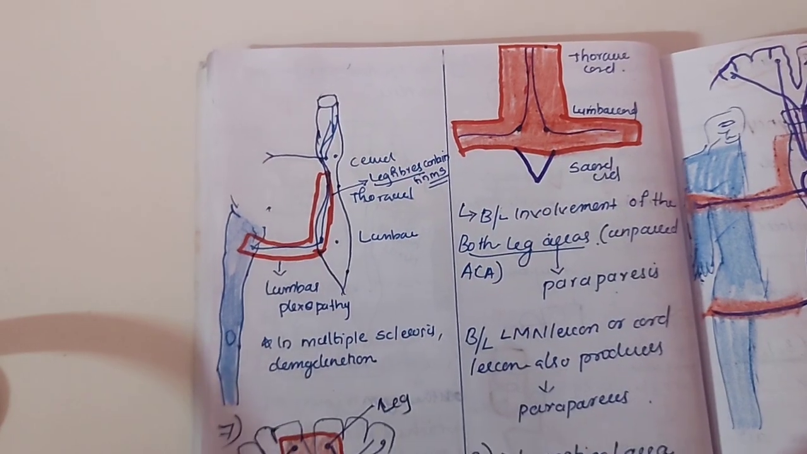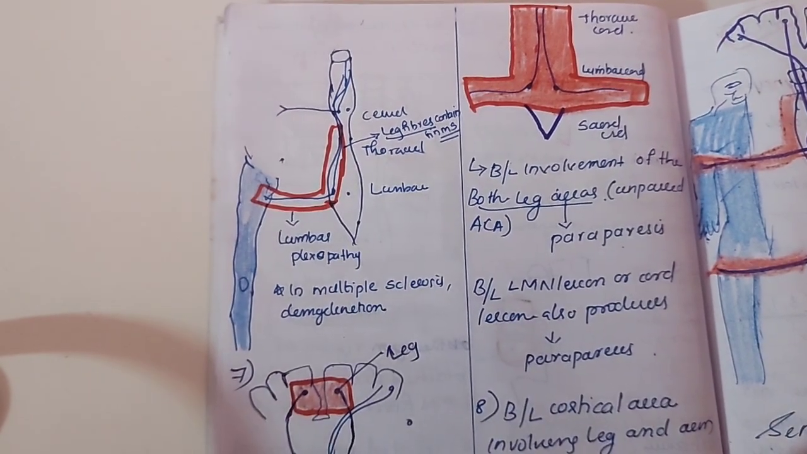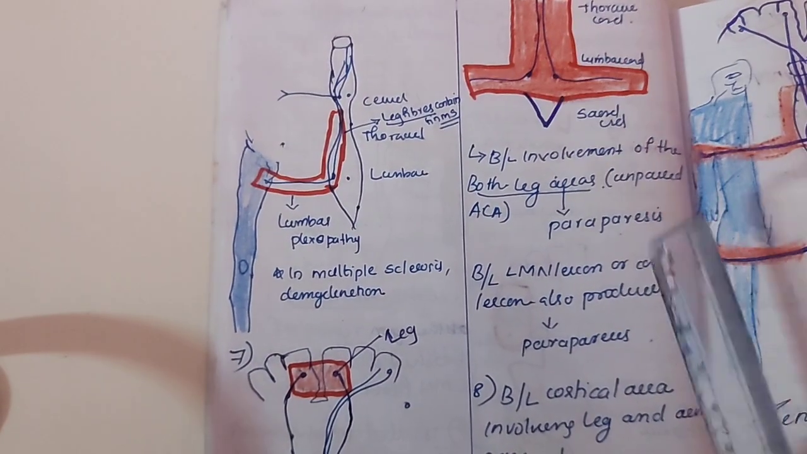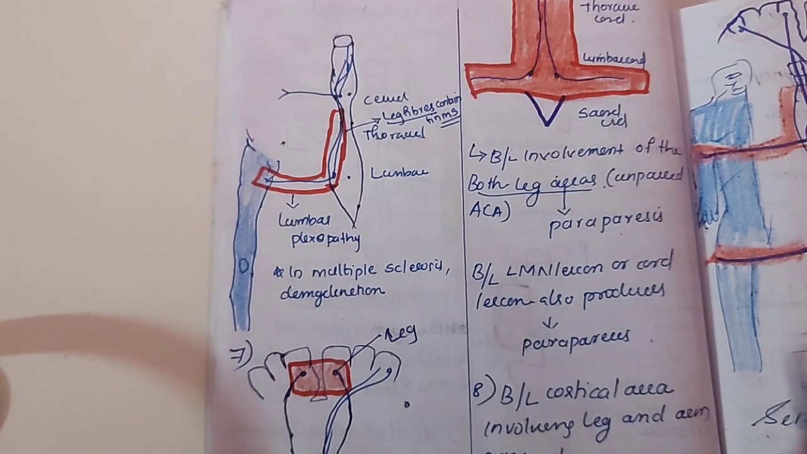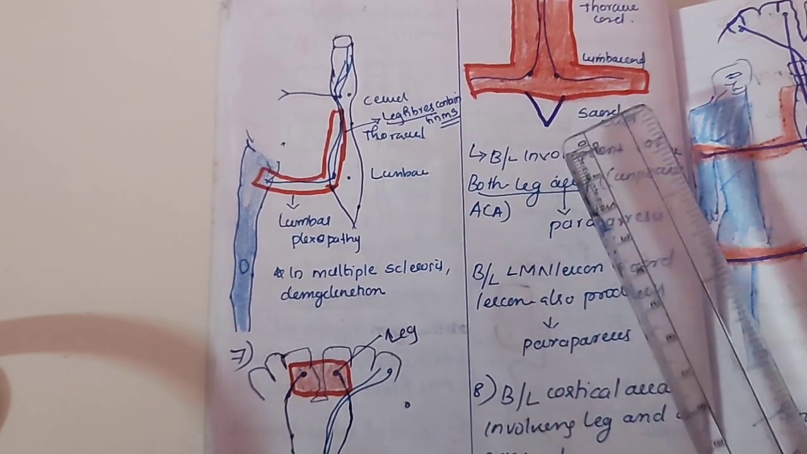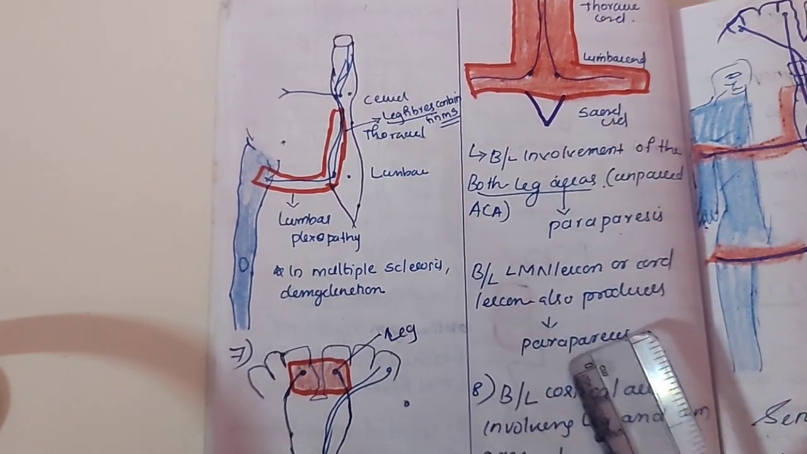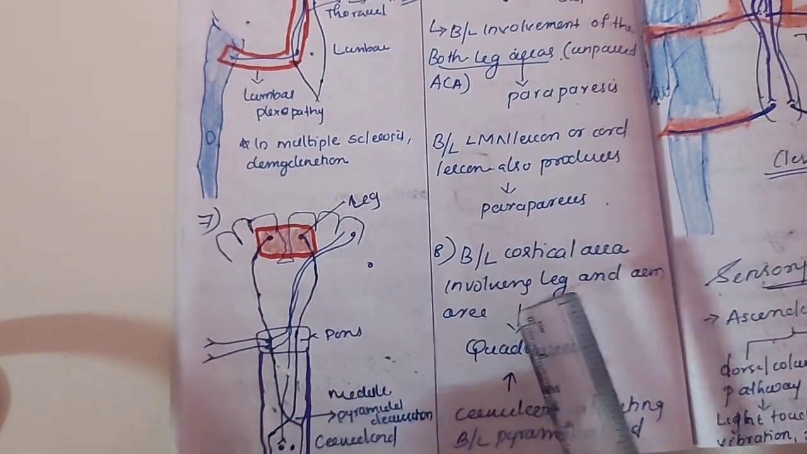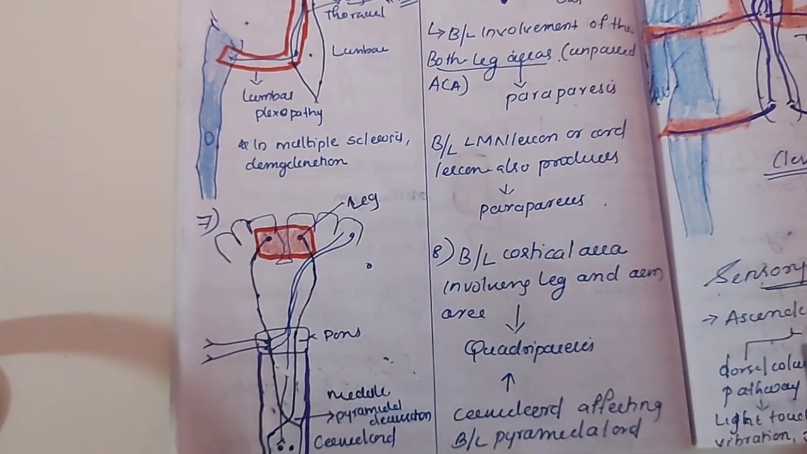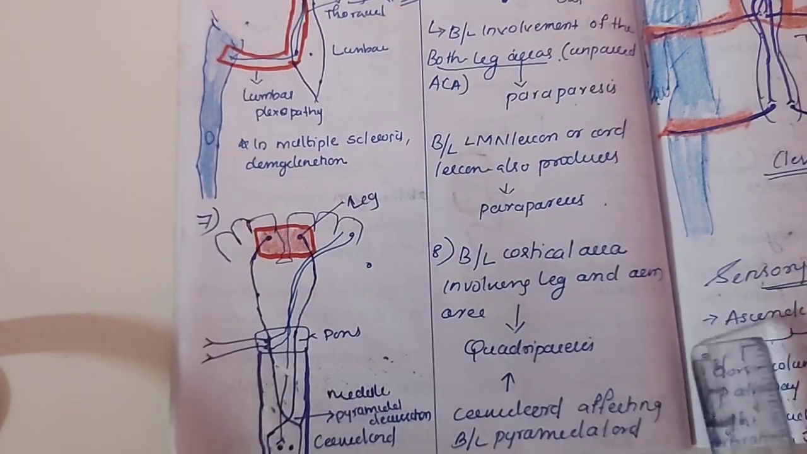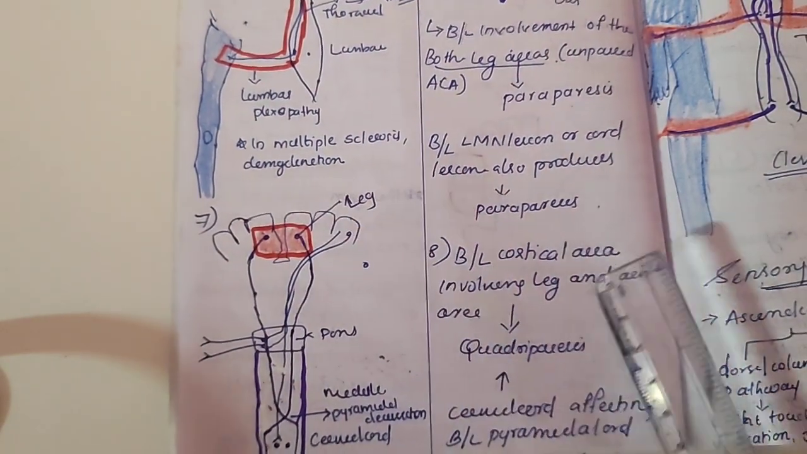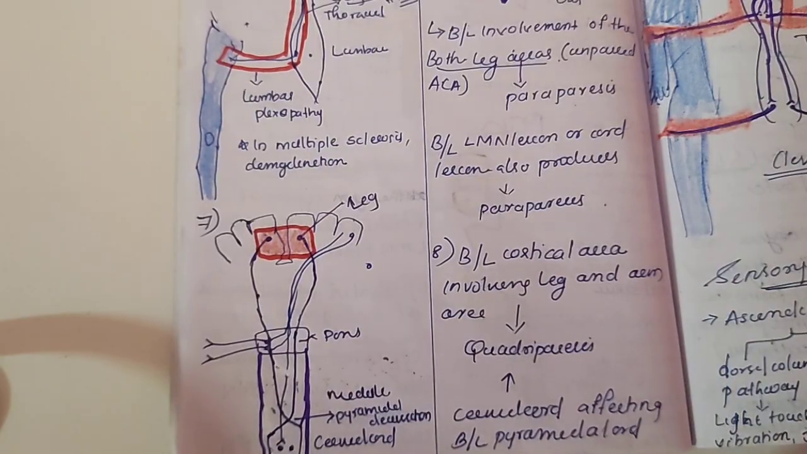Next, a bilateral lesion also produces paraparesis. Not only this lesion, this one also leads to paraparesis. This is a bilateral cortical lesion involving the leg and arm areas also, so this will lead to quadriparesis. Here the arm area is also affected bilaterally. Then that will be quadriparesis, meaning both upper limbs and lower limbs are affected bilaterally.